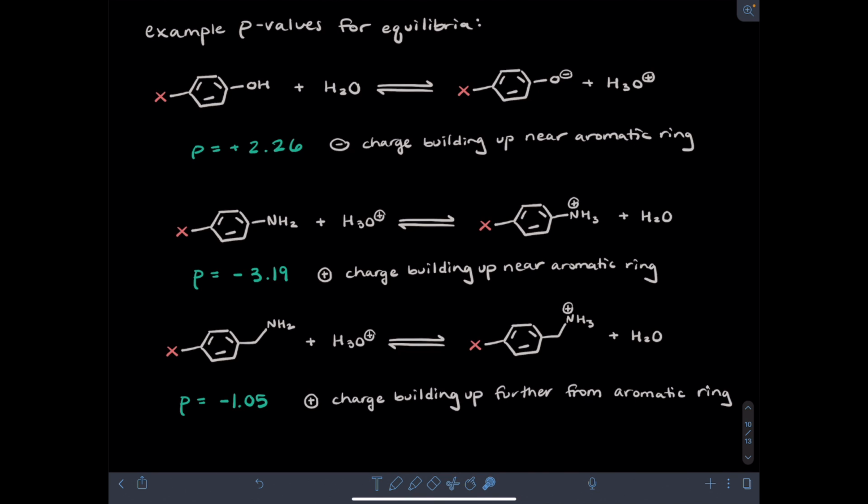The fact that rho is negative indicates that positive charge is building up, which we see in this cationic nitrogen of our molecule, but the fact that the magnitude of rho is less negative in this case indicates that this substituent effect is not as potent as it was in the previous example. And this is the case because the positive charge that's developing is one position removed from the aromatic ring. So the X substituent is further away from the developing positive charge, and it has a smaller effect on the equilibrium constant, resulting in a rho value that is less negative.